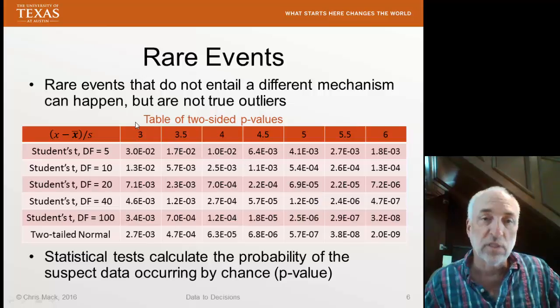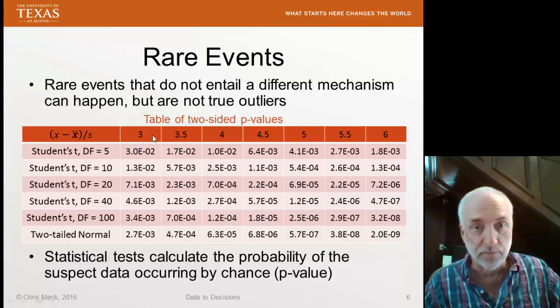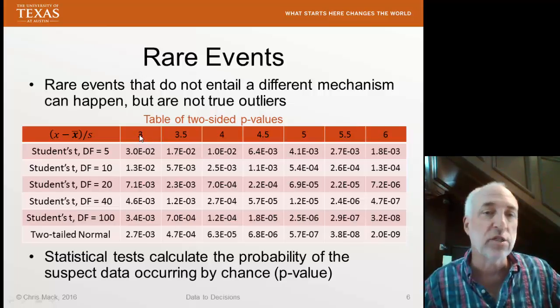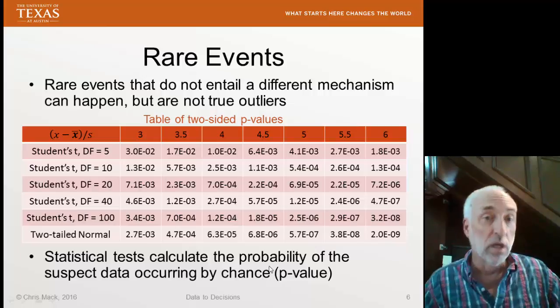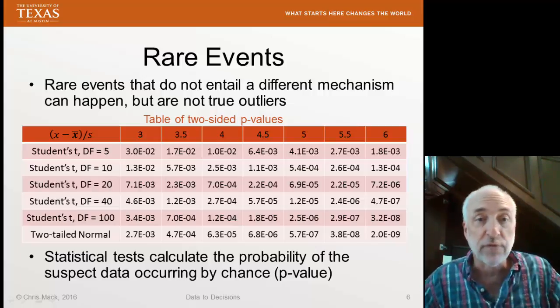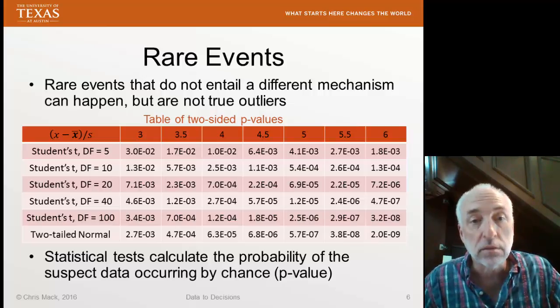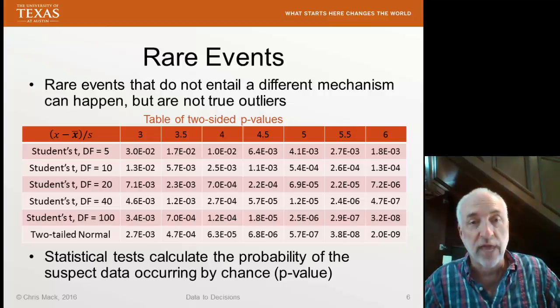As a result, what's the probability, the p-value, of getting a data point that's 3 standard deviations away from the mean or larger? Well, if I only have 7 data points, 5 degrees of freedom, then there's about a 3% chance of that happening. But if I have 20 degrees of freedom, there's a 0.7% chance of that happening.